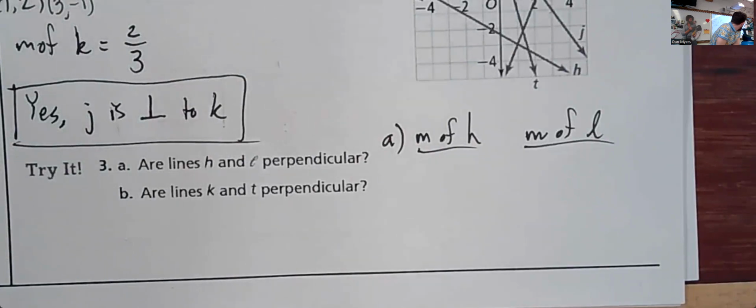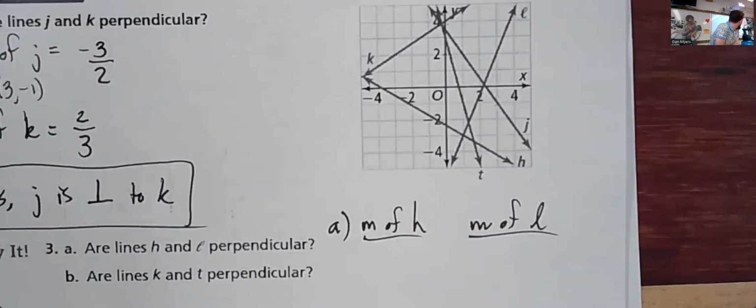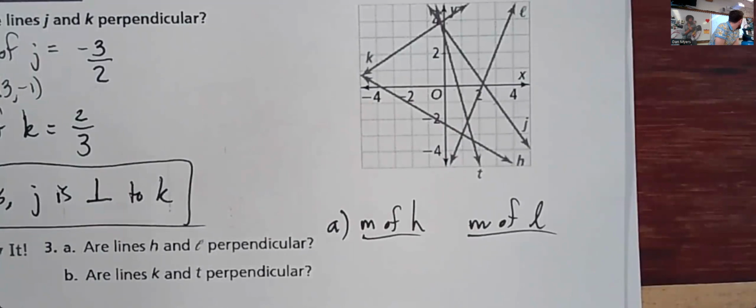I think I actually see 2 points on line H. Although I do see 2 points on line L. So maybe we should figure out the slope of line L first. Anybody figure out that one? The line L? There are definitely 2 points on L.